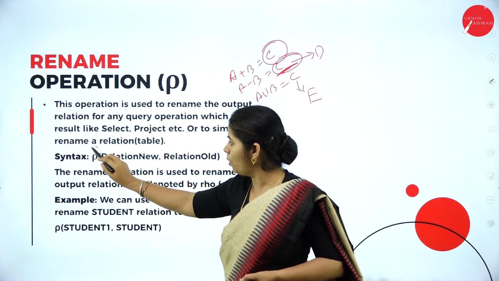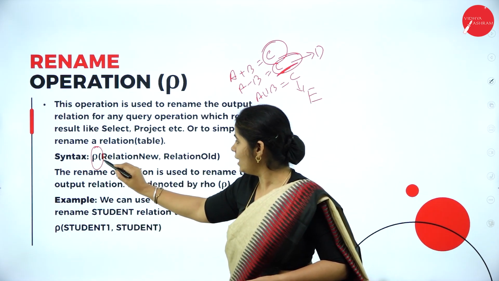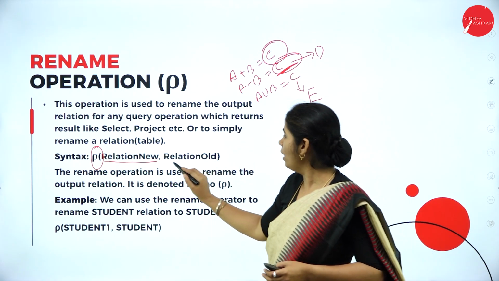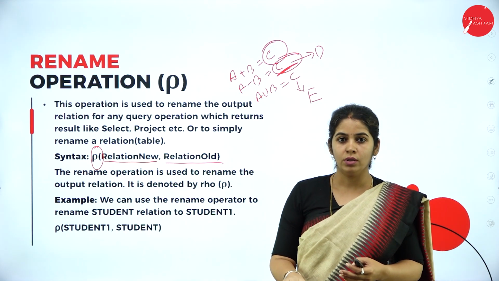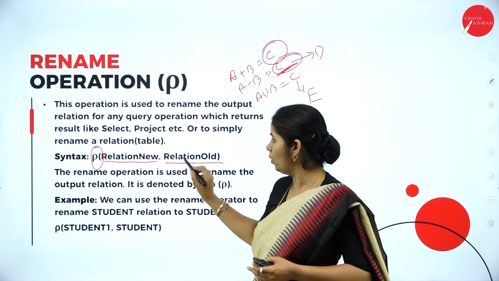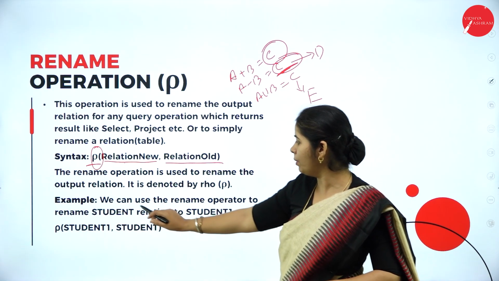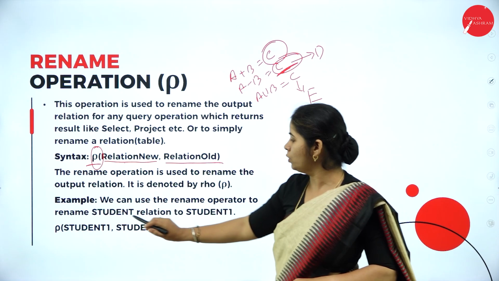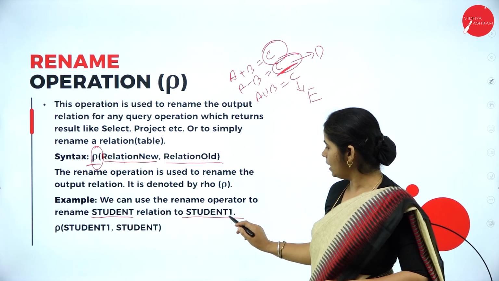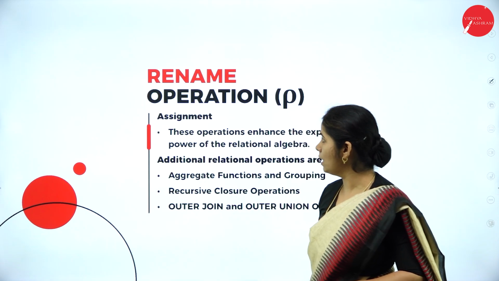The syntax of the rename operation: this is the notation we use to represent it. You give the new name you want for that particular table and the old name that existed before. First you give the new name, then the old name of the relation. For example, we can use the rename operation on the student relation to rename it as student1. Instead of student, I am renaming it as student1. That is an example.